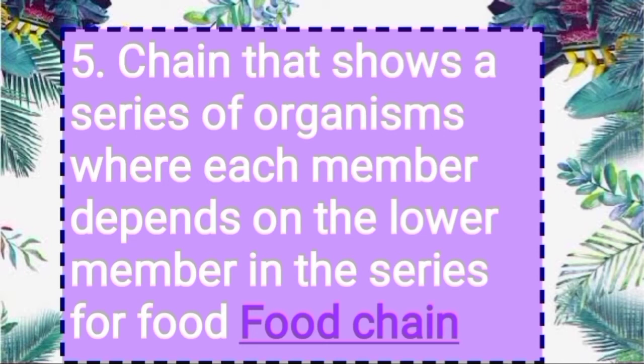Answer is food chain. As you know, green plants are the main producer of food, and animals depend on these plants for their food, and thus a chain exists in nature for obtaining food. So this chain is called food chain.